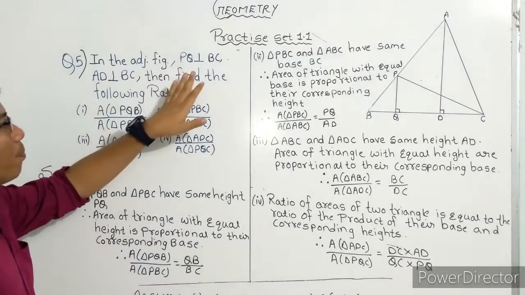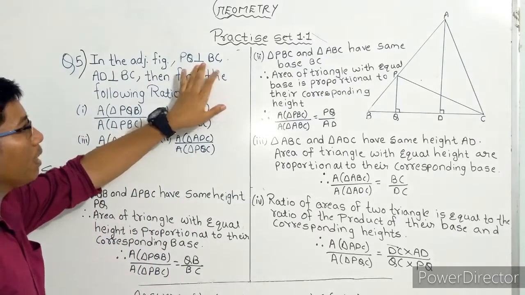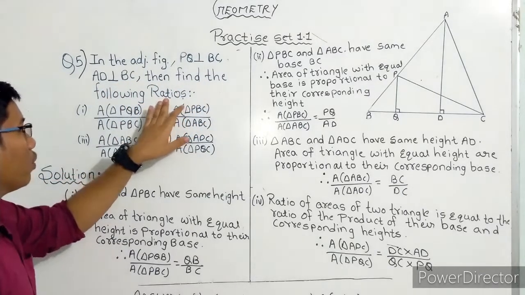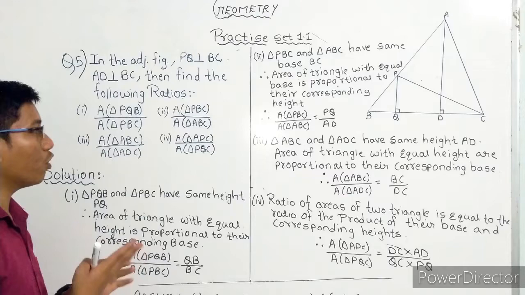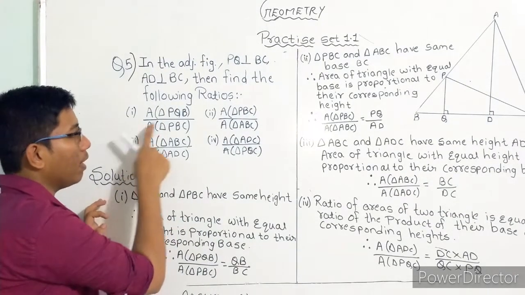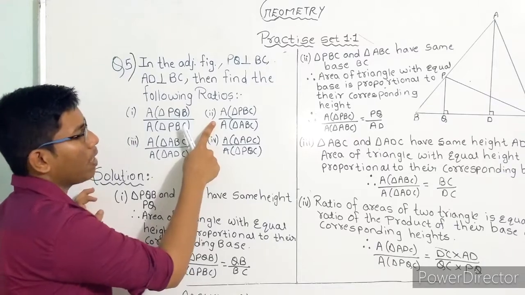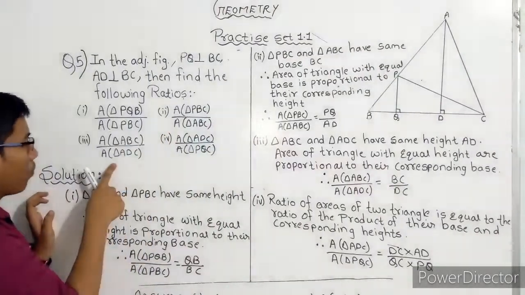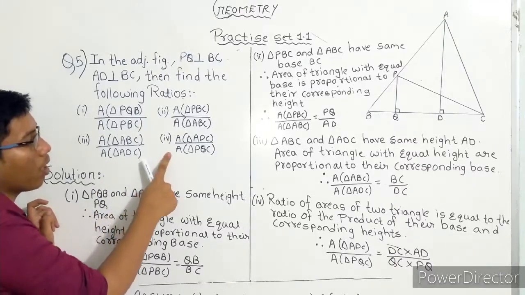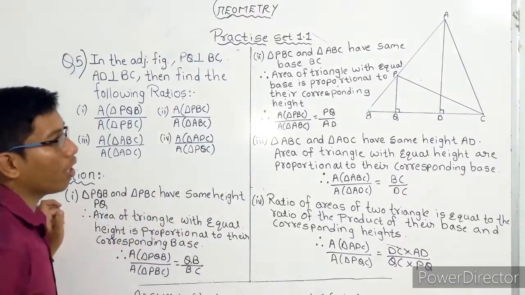In the adjoining figure, PQ is perpendicular to BC, AD is perpendicular to BC, then find the following ratios. We have been given 4 ratios to find. First, area of triangle PQB upon area of triangle PBC; second, area of triangle PBC upon area of triangle ABC; third, area of triangle ABC upon area of triangle ADC; and last, area of triangle ADC upon area of triangle PQC.